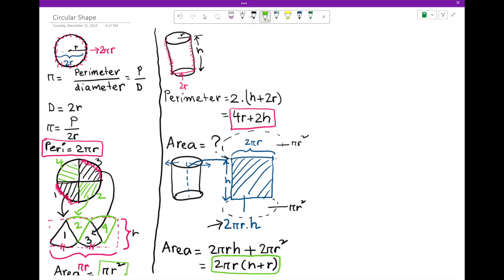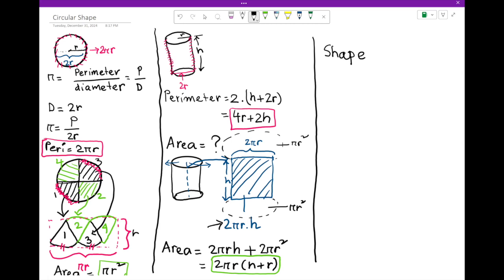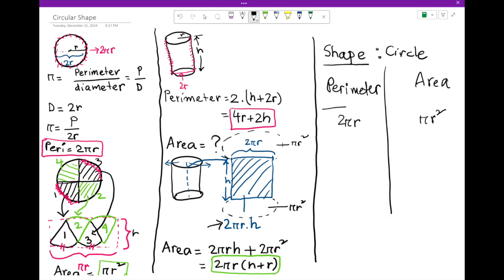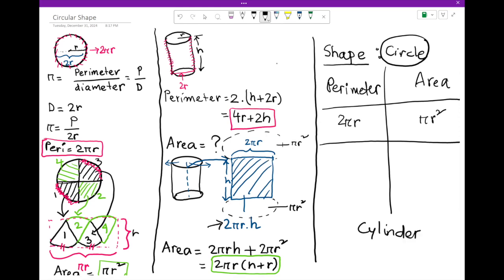So let's recap what we learned. We learned two things about different shapes: the area and also the perimeter. For the case of the circle, the perimeter is 2 pi r and the area is pi r square. This is for the circle. And what about the cylinder?